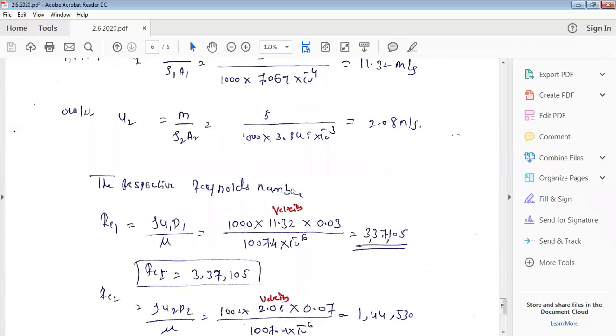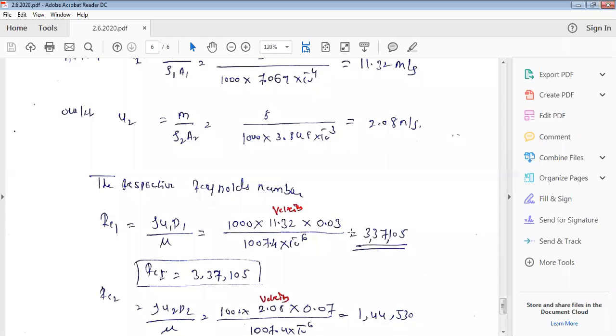The respective Reynolds number at the inlet is Re1. I have taken 1 at the inlet, so the Reynolds number suffix I have given is Re and 1. It is rho times velocity times diameter divided by kinematic viscosity. Correct. Now just see, the Reynolds number greatly depends upon this velocity. Got it? That's why I have written it in a different color, red.